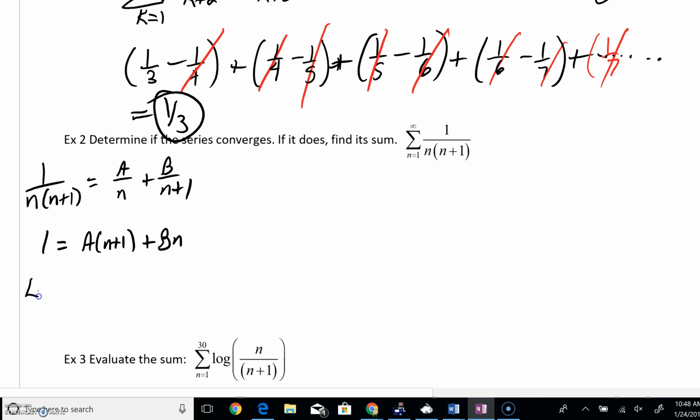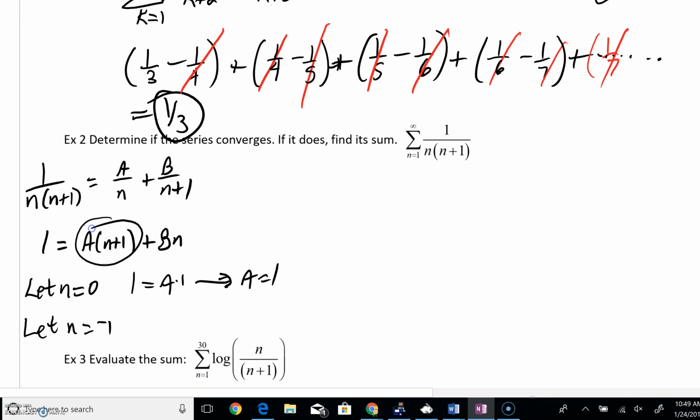Let's be smart. Let's plug in some n values. 1 might be 0. Let n equal 0. And you'd say, well, then the b goes away and you have 1 is equal to a times 1. So a is equal to 1. Yes. Good. That's nice. And then you'd say, what else can I plug in? Negative 1. If I plug in a negative 1, this a term's going to go away. And then you'd have b times negative 1. And you think, well, my gosh, well, what's b? Divide both sides by a negative 1, you get that. So my a is a 1, my b is a negative 1.